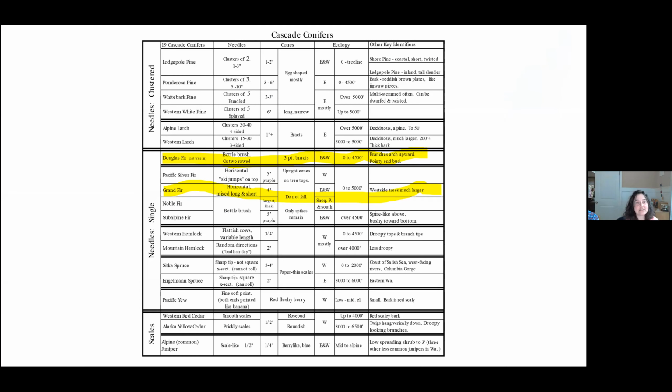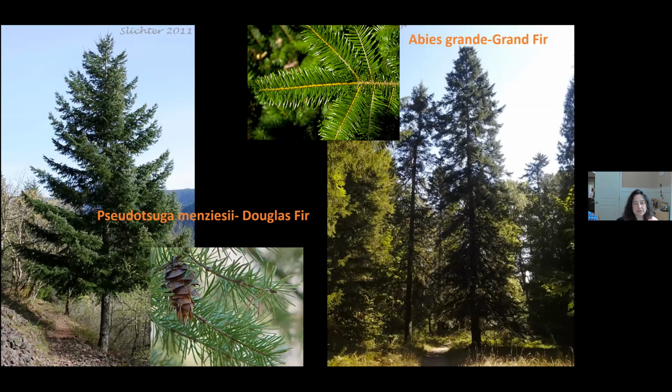All right, so that's a Douglas fir on the left with our bottle brush and the cones with the 3-point bracts. And then on the right is the grand fir. And so both of these trees grow on the east and the west side of the Cascades. So they're a little bit trickier. They are also below 4,500 or 5,000 feet, sorry. All right, so there's our grand fir and our Douglas fir.